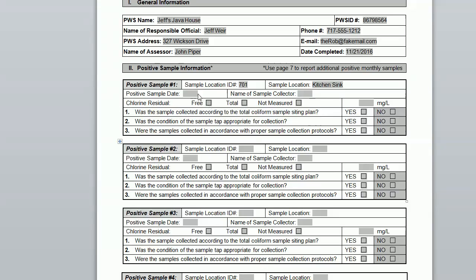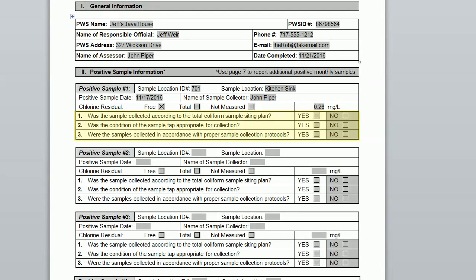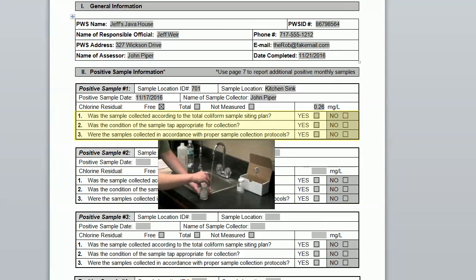For the next set of information, positive sample date, name of sample collector, and chlorine residual, you should be able to find it on the chain of custody form from the lab or the sample logbook for your water system if you maintain one. Again, I'm simply showing an example of completing the form on screen. The three questions below this sample information are there to determine if there were any issues in any of the sampling practices used to collect the sample.